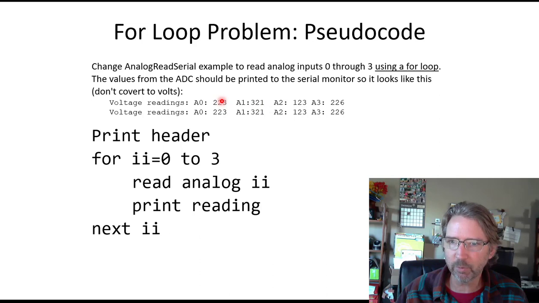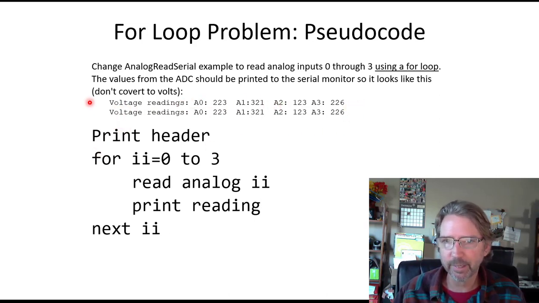So here we want a list of outputs, same way. We're not going to convert them to volts this time, just to be a little bit different, but we want to say voltage readings, and then which reading and the number, which reading and the number, which reading and the number. So we have to print out the index, the pin that we're reading, and then the voltage that we read on the pin, and then we'll finish and start over.